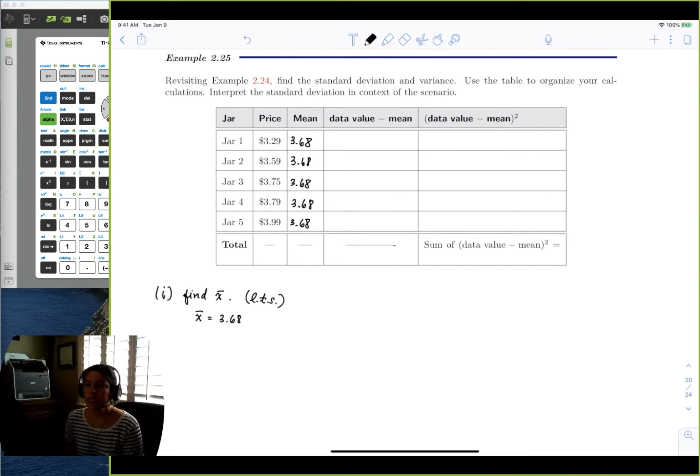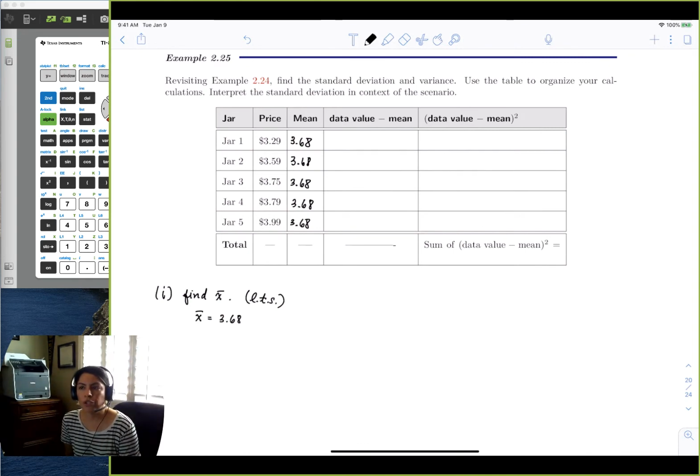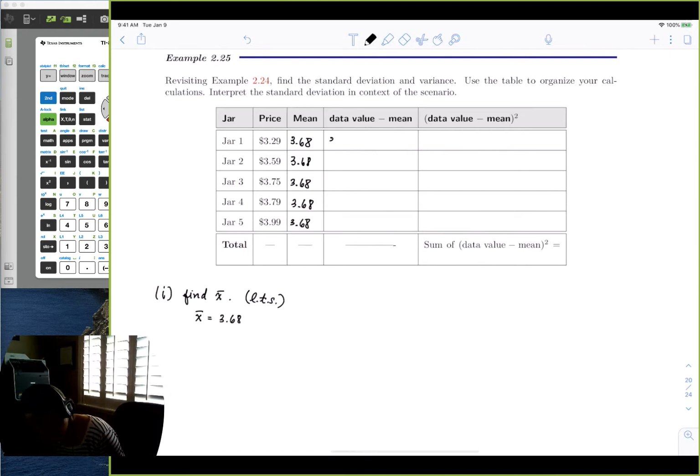Okay, so the second part would be now to subtract each data value from their mean. So I would do 329 minus 368, 359 minus 368, and so on. And so go ahead and take a moment and do that.